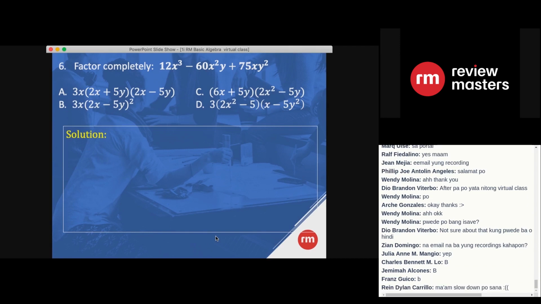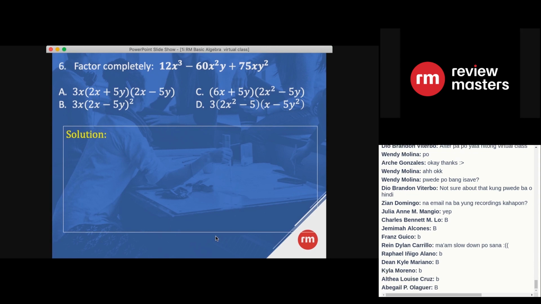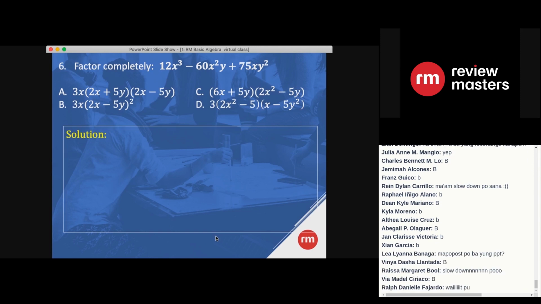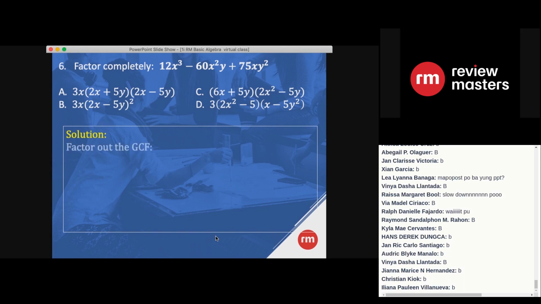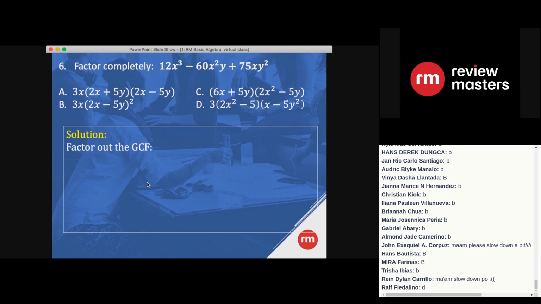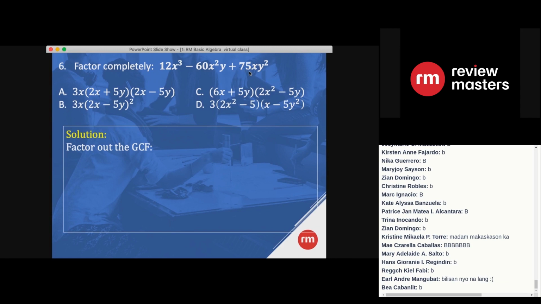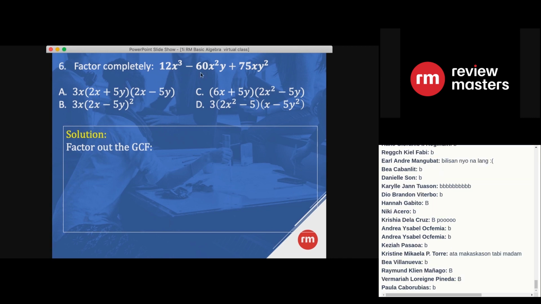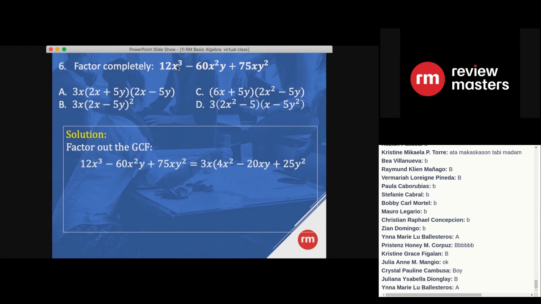Okay. Number 6, what's the answer in number 6? Many have answered. B. Okay. B. Okay. So let's see. First check, 12x cubed minus 60x squared y plus 75xy squared. Does it have a common factor? 12, 60, and 75, is there a common factor? Yes, 3.